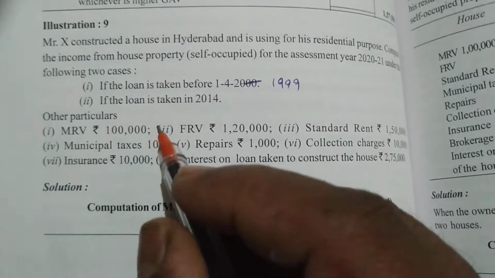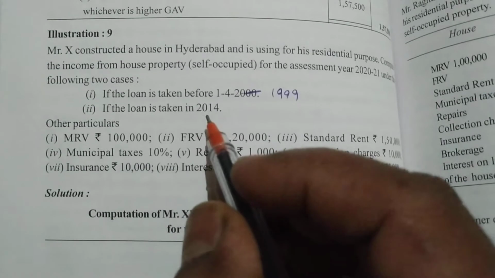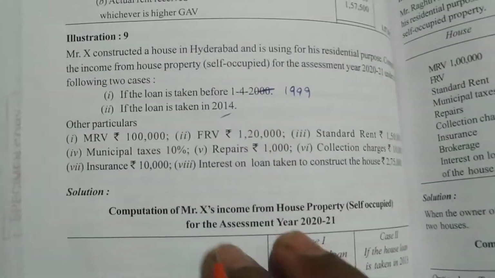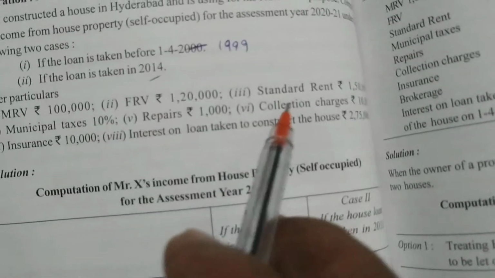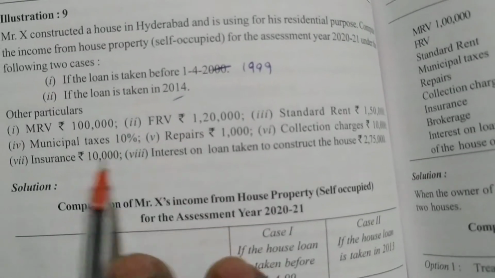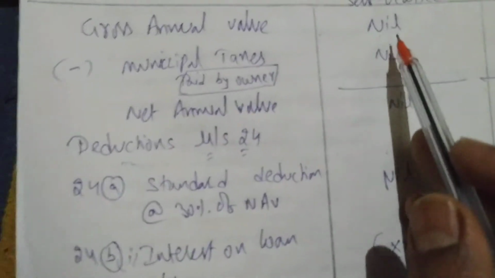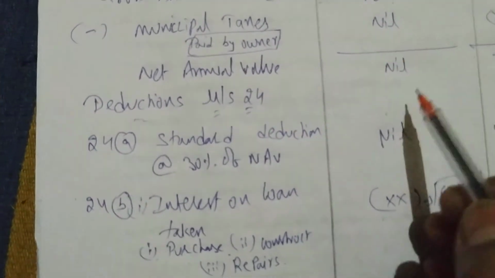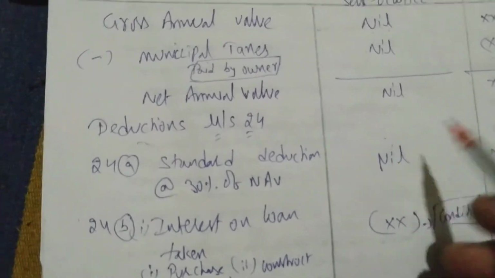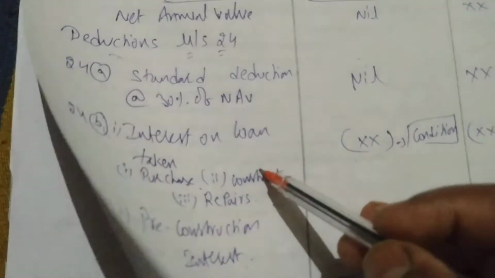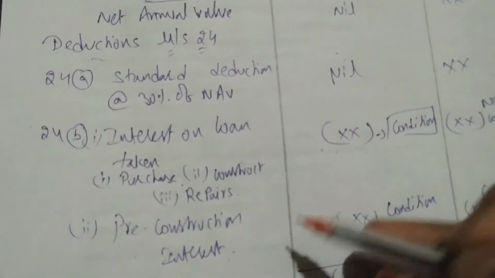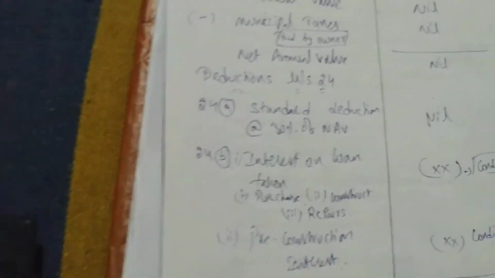And if the loan is taken after in 2014, okay, so he has given MRV, FRV, standard rent, municipal taxes, repairs, collection charges, insurance. We don't want all this, because for self-occupied property, GAV is nil, municipal taxes is nil, NAV is nil, everything is nil, right? So only we have to consider interest on loan. Okay, so let me draw format. Give me a minute, I'll draw a format for this problem.